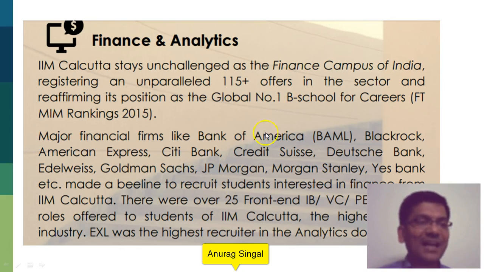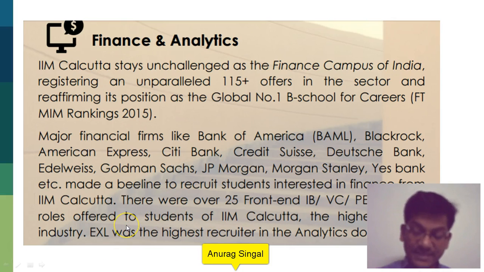So yes, obviously, each has its own sets of merits and demerits. Look at all the big names: Bank of America, Merrill Lynch, BlackRock, American Express, Citibank, Credit Suisse, DB, Edelweiss, GS, JP Morgan, Morgan Stanley, Yes Bank. Everyone makes a beeline to recruit students interested in finance from campuses. And I'll have a host of CA freshers who crave, "I want to get into something good, but I don't have." 25 front-end IB, VC, PE roles were offered to students of IIM Calcutta.